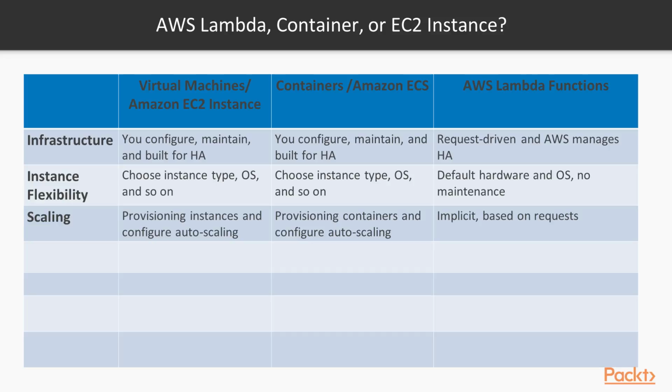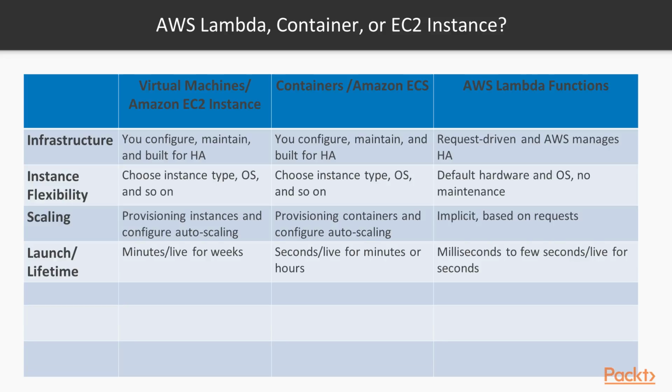In terms of scalability, again, you need to plan ahead for virtual machines and containers. You need to provision the containers or instances and decide how you're going to scale. In AWS Lambda functions as a service, this is implicit. Based on the number of requests, you will get more Lambdas executing in parallel. The launch time and lifetime for virtual machines is usually minutes, and they can stay on for weeks perhaps. For containers, they can spin up within seconds, and they can stay on maybe for minutes or hours before they can be disposed or recycled.